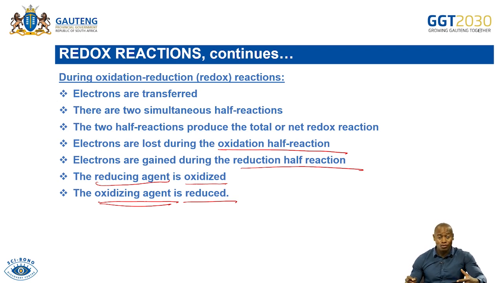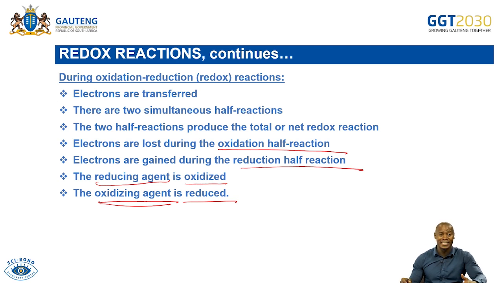So learners, you are not going to confuse oxidizing agent with oxidation. Oxidation is the half reaction where there's loss of electrons. Oxidizing agent is a substance that is being reduced, or a substance that gains electrons. So you can see there's a difference there. Reduction and oxidation are half reactions, or reactions. But when it comes to reducing agent and oxidizing agent, those are substances.